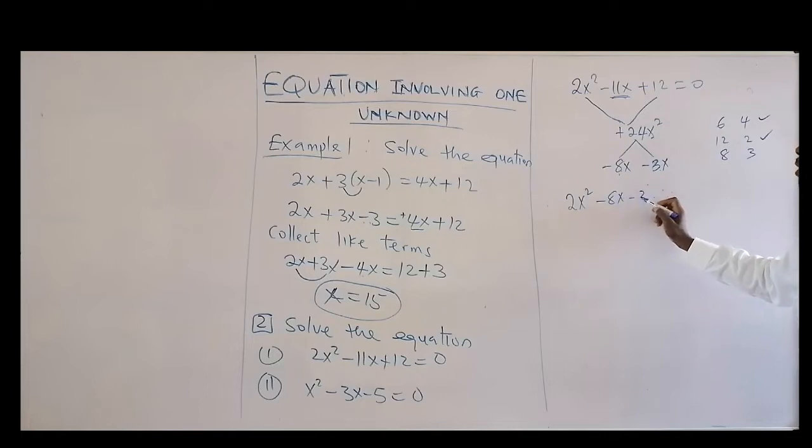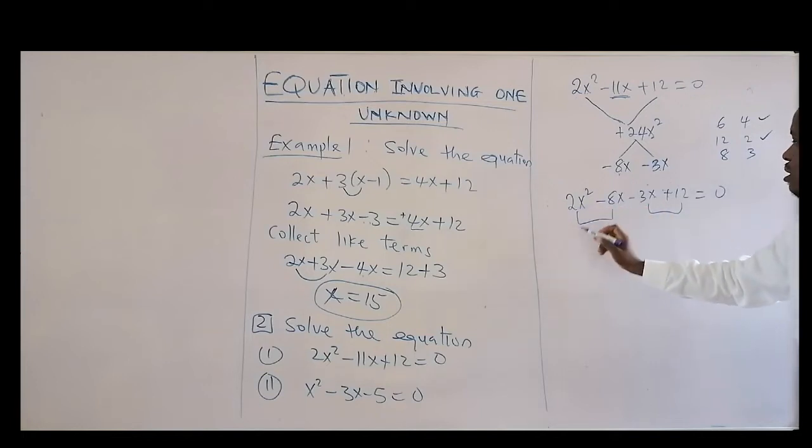Minus 8x minus 3x plus 12 equal to 0. Then begin to pair this. What goes here? 2 is common. And then s squared is here, x is here. You can take 1 out here, so it remains 1 here.